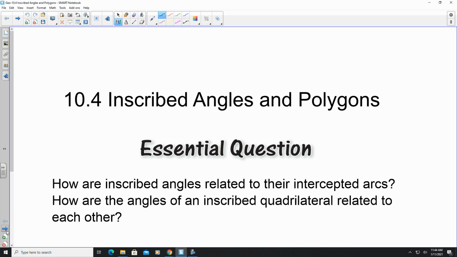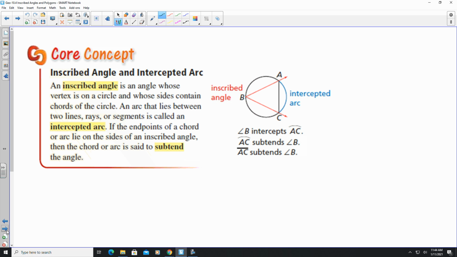So first, we're going to take a look at inscribed angles and intercepted arcs. An inscribed angle is an angle whose vertex is on the circle and whose sides contain chords of the circle. So in this particular one, you can see that line segment AB is a chord, and line segment BC is a chord. Both of those chords make up the angle ABC.